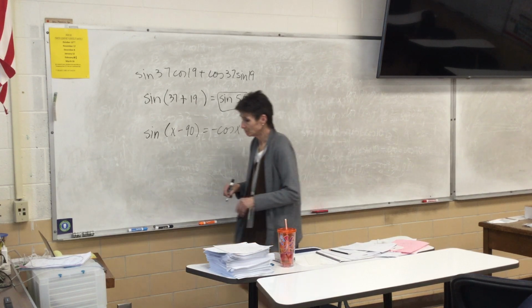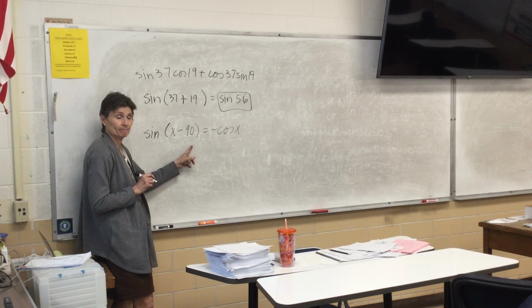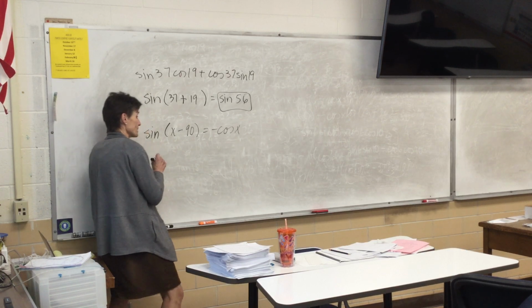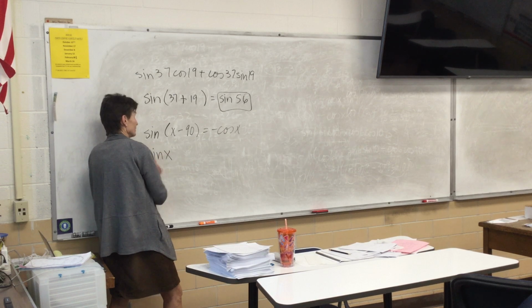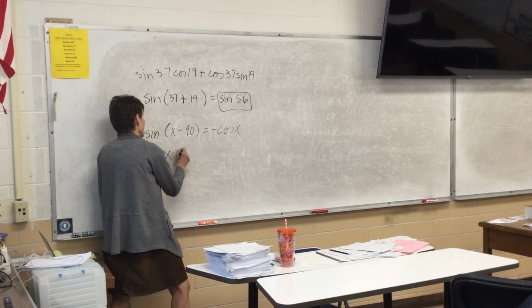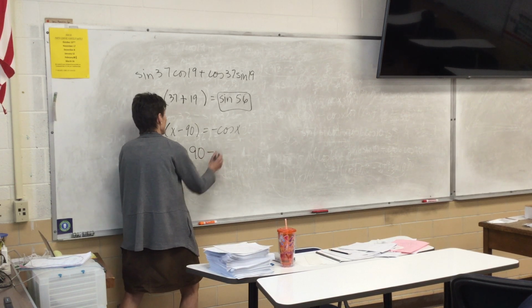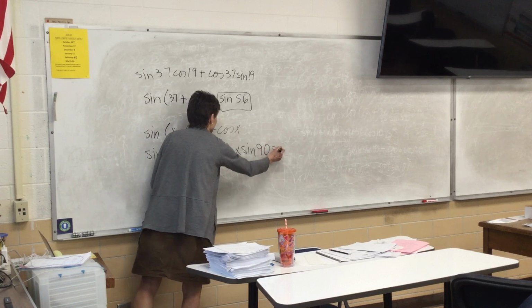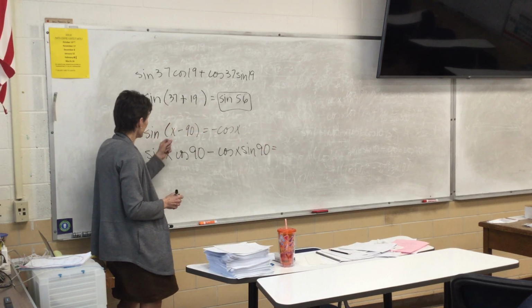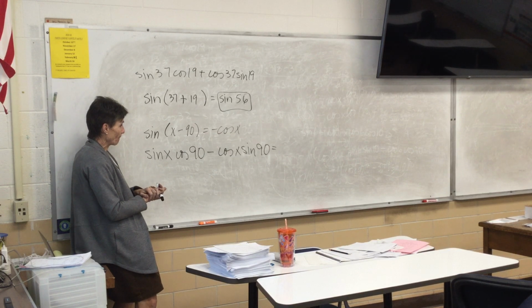All right, so here we go. This is the sine of U minus V. So sine U minus V will be sine of the first, cosine of the second, minus cosine of the first, sine of the second. This is my U, this is my V. I'm just plugging it right into my formula off my sheet.